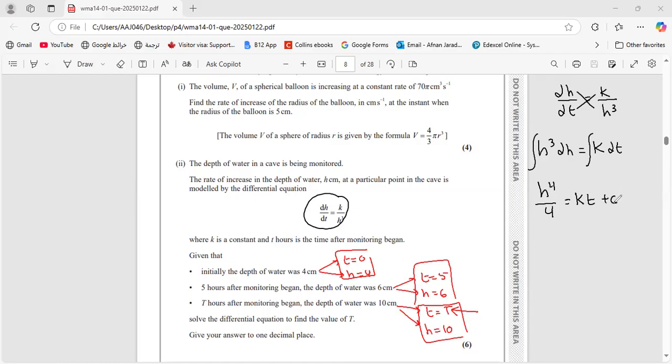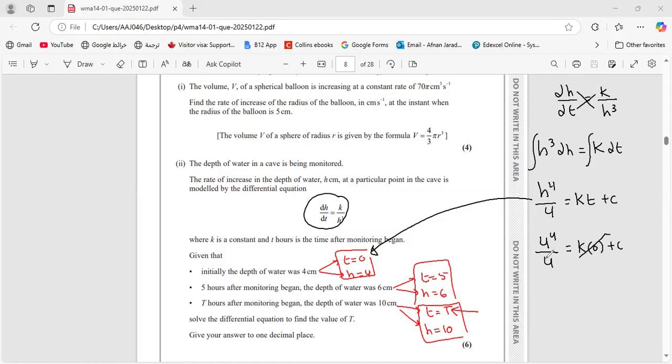How can I find c? By substituting this information. When h equals 4, so 4 to the power of 4 over 4 equals k multiplied by 0 plus c, since t equals 0.